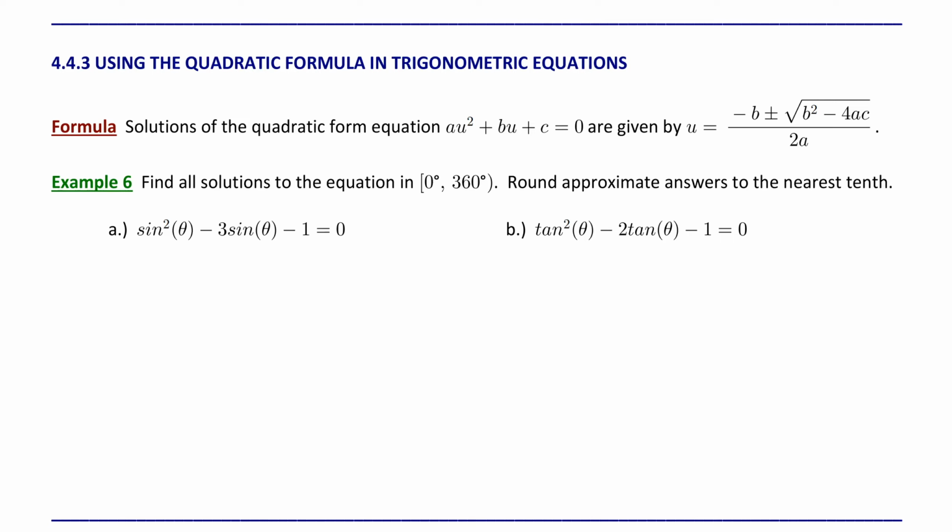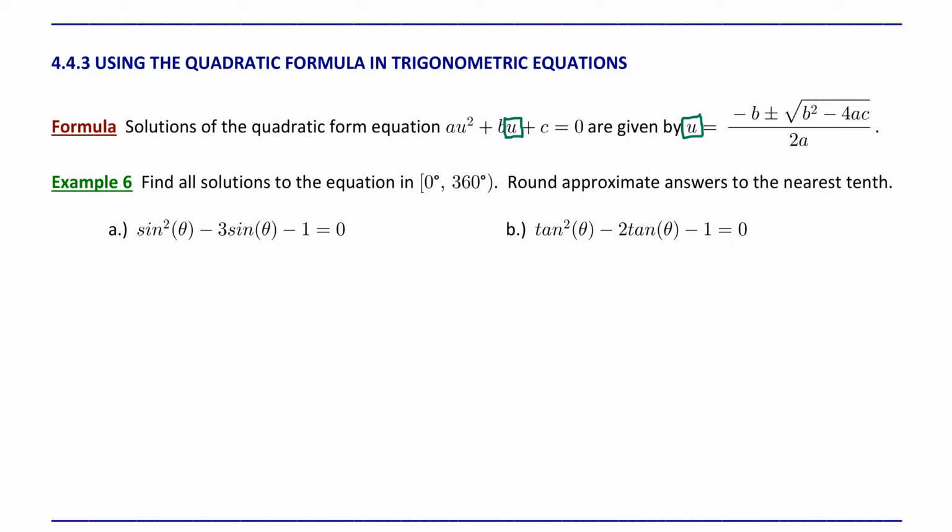While the square root method and factoring are efficient methods for solving trigonometric equations in quadratic form, they're not always 100% reliable. However, the quadratic formula can be used to solve any trigonometric equation in quadratic form. For the quadratic form equation, AU squared plus BU plus C equals 0, the solutions are given by U equal to, and you'll recognize your familiar quadratic formula over here on the right side. Do notice that U is going to be the variable part of your middle term.